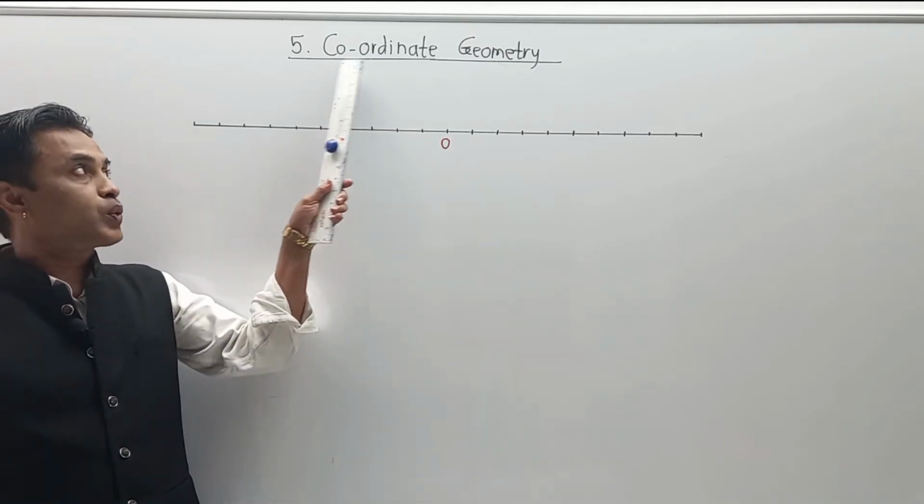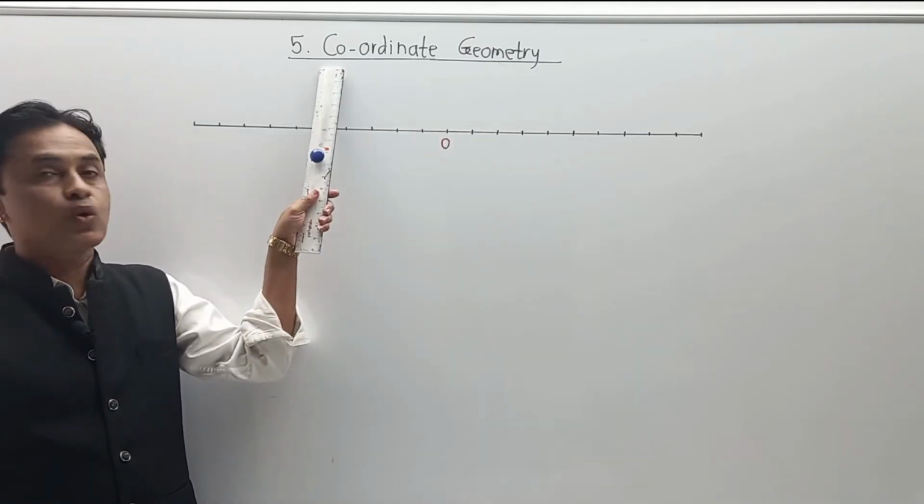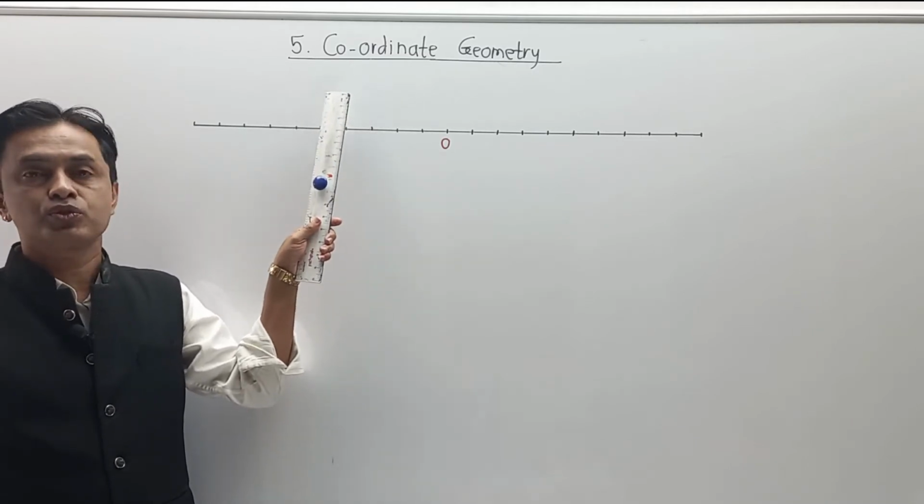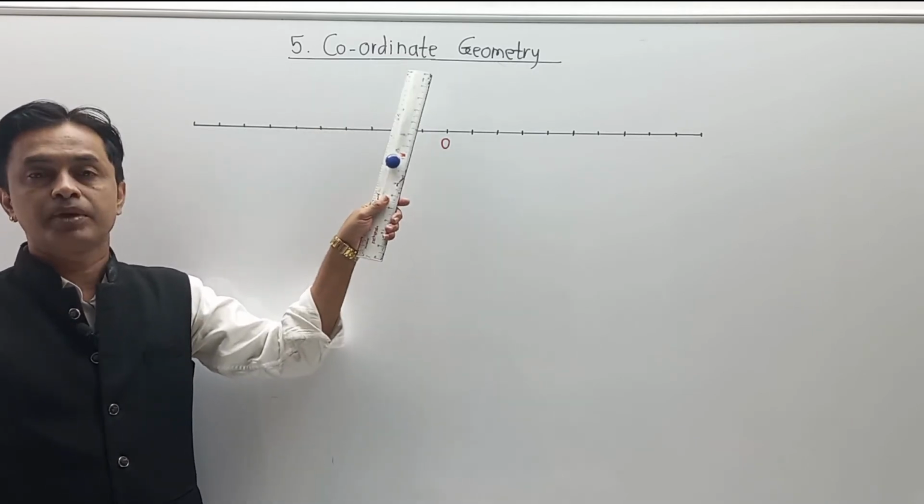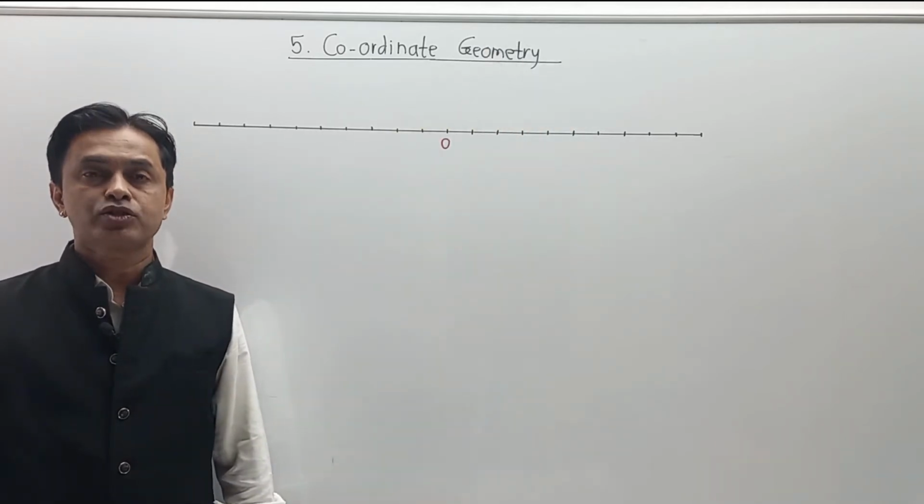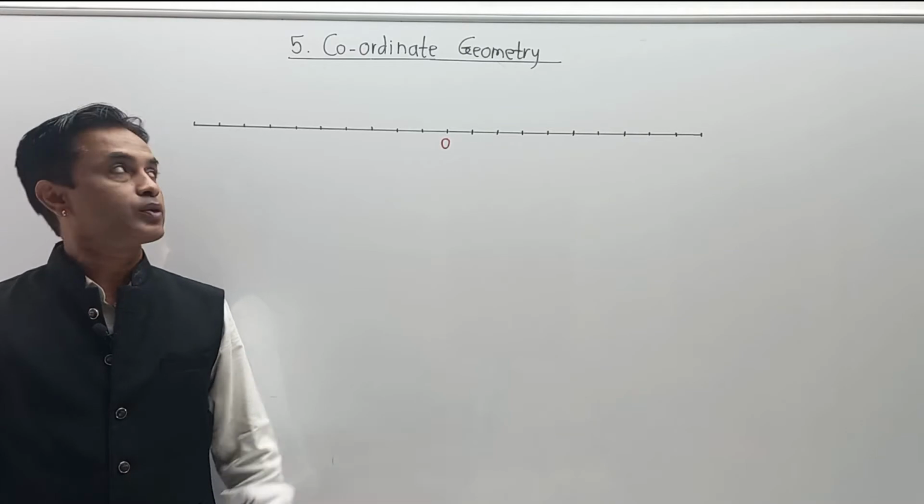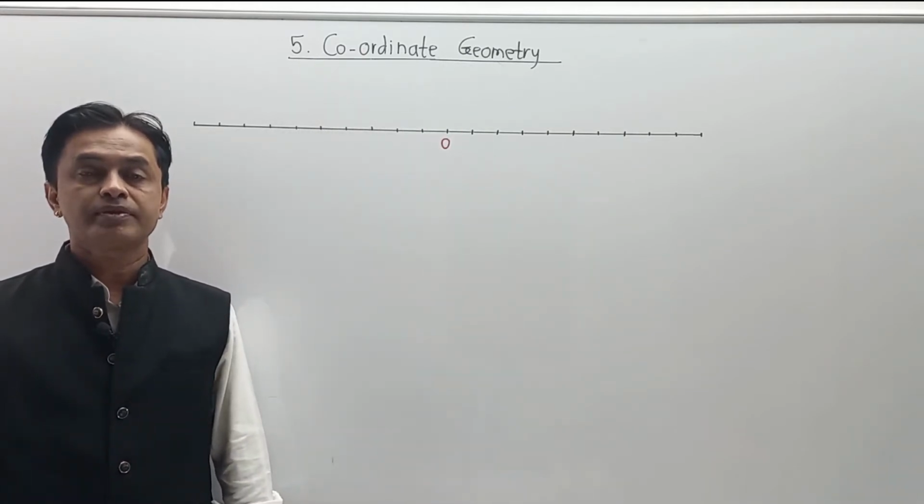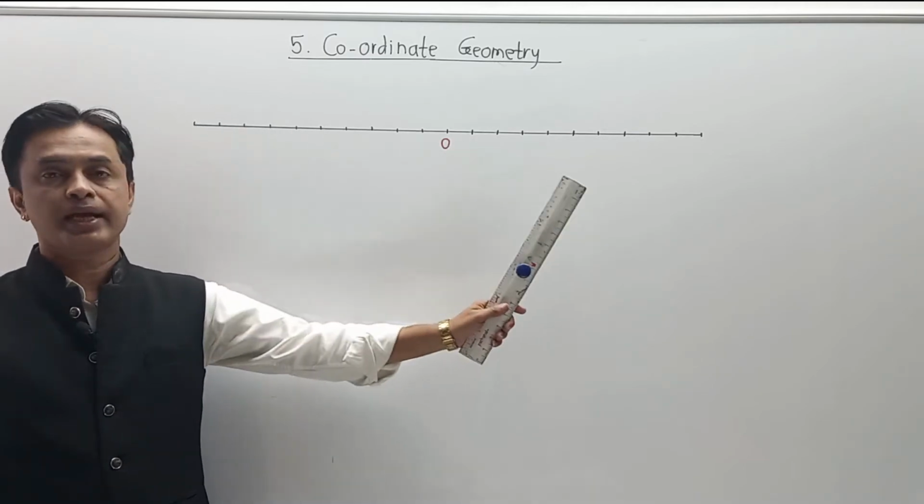What is the meaning of the word coordinate geometry? Co means 2, means x-axis and y-axis. So co means 2, ordinate means number, and geometry means geometry. Means 2-axis geometry, that is the meaning of coordinate geometry. Basically its fundamental starts from line diagram.